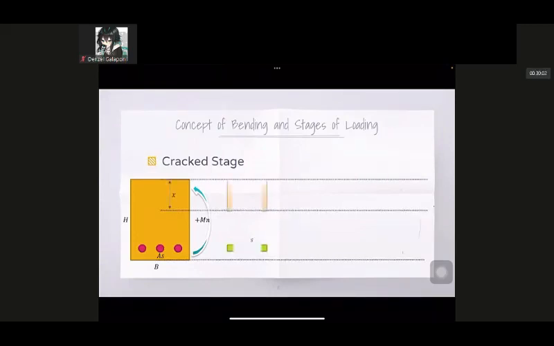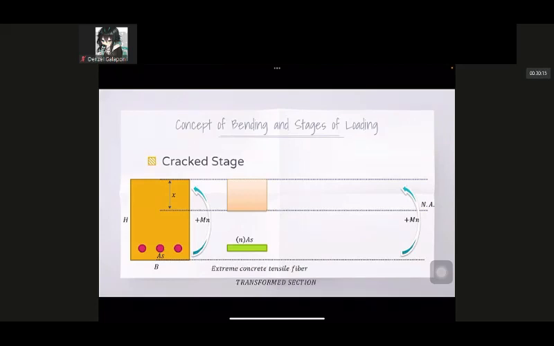So again, let's say we have a beam with dimension B by H and area of steel A sub S. It now produces a moment, let's say that is M sub N. And let's say this is NA, so that is M sub N. So the transformed section now becomes like this. So nawala na yung area dun sa tension side ng concrete.